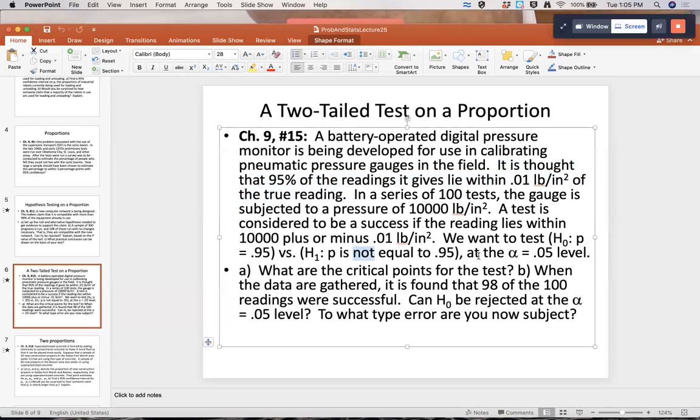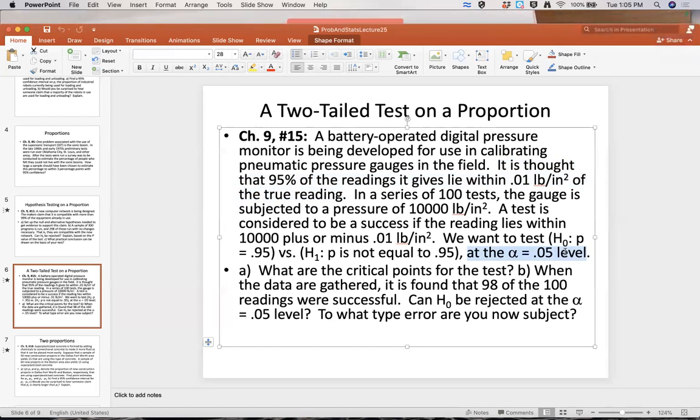We are setting alpha to be 5%, so that's going to be the level of significance that's being preset. That is, we are deciding what the probability of a type 1 error is going to be ahead of time. Nothing about p-values here. Part A says, what are the critical points for the test? Notice they say critical points, not critical point. Because this is two-tailed, the test statistic value could be extreme in one direction or another. If we convert it to Z, it could be extreme either in the positive direction or the negative direction.